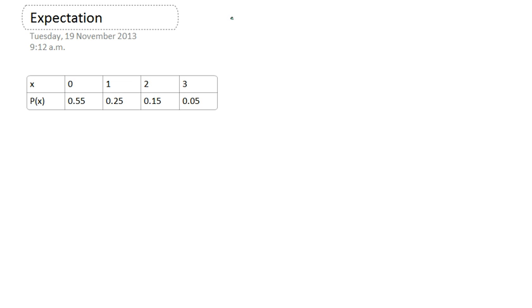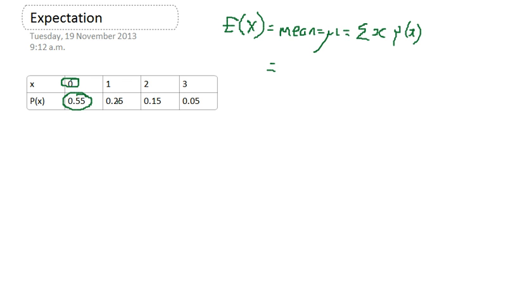Now the expectation of x is my mean outcome, and our mean symbol is mu. And to work that out, we sum, so we add all the x numbers times by the probability of those numbers. So all I'm going to do is go x, which is 0, times the probability of x, which is 0.55, x, which is 1, times the probability of x, which is 0.25.